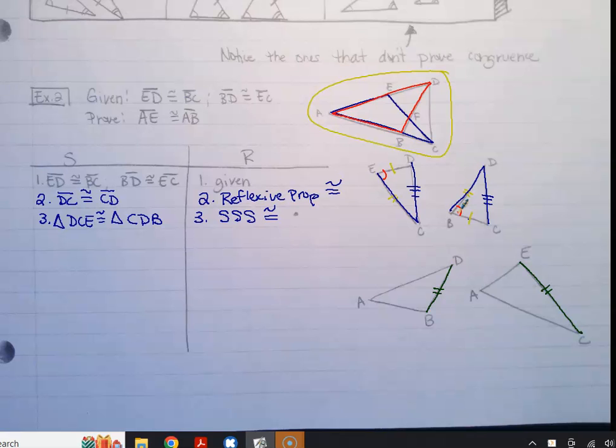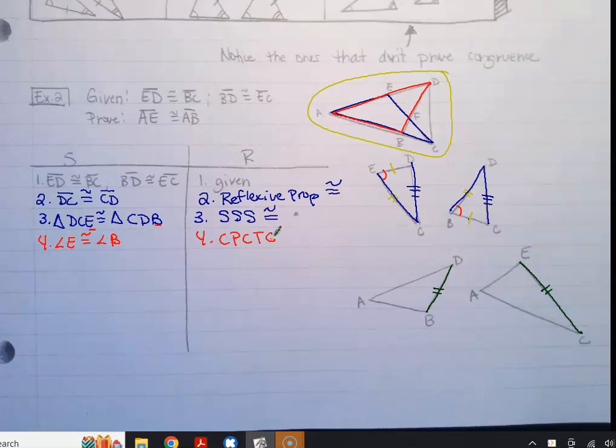Yeah, right? And we can also look at the way we named them. DCE and CDB, they're in the same place, so they should be congruent angles. Okay, so 4 is angle E is congruent to angle B, and why, we said that was CPCTC. We just had to check and make sure they were corresponding parts. So yeah, very good. Anything else that's going to be helpful there?